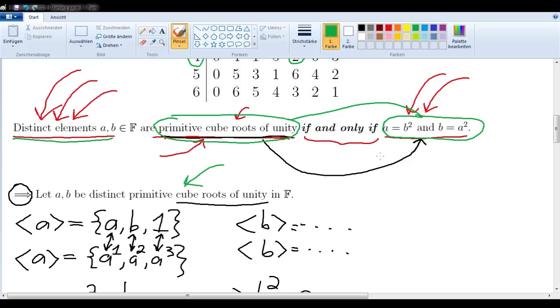And now we've just seen that if we do indeed find a and b with this condition, as long as they're distinct, then they must be primitive cube roots of unity. So now we should look at an example of each one of these cases.